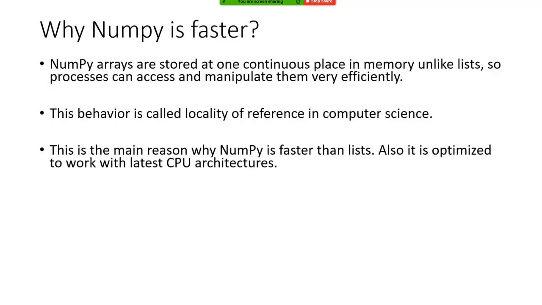So why is NumPy faster? NumPy arrays are stored at one continuous place in memory, because the computer has got memory, right? So processors can access and manipulate them very efficiently. This behavior is called locality of reference in computer science. This is the main reason why NumPy is faster than list, because we want faster, right? Also, it is optimized to work with the latest architectures in our computers. So which is why we use NumPy.